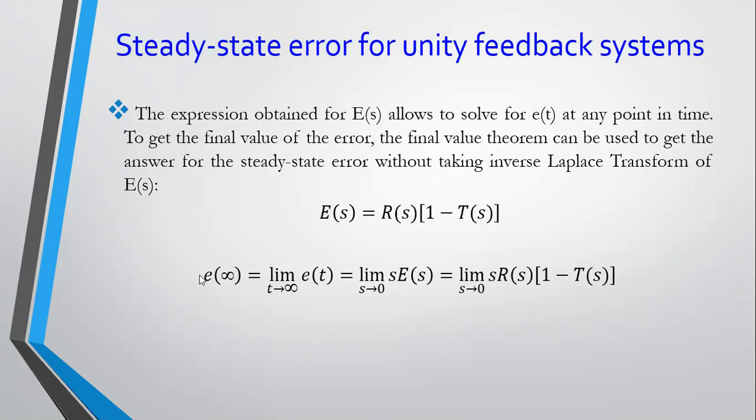So if you want to find the final value of error, you have to replace the function by e(t). We don't have e(t), so we use s E(s). And we just found above that E(s) is actually R(s) into 1 minus T(s) when the system is in closed form. You replace that there, so this is the equation we'll be using to find the steady state error.